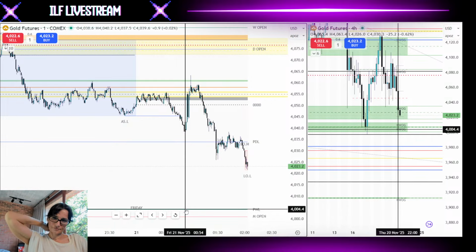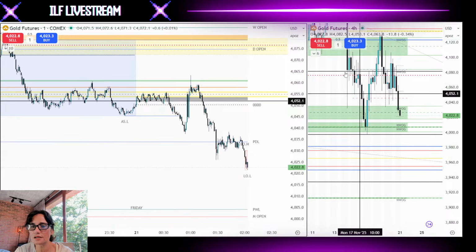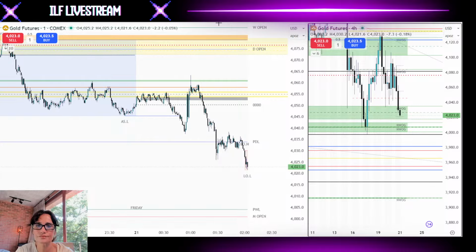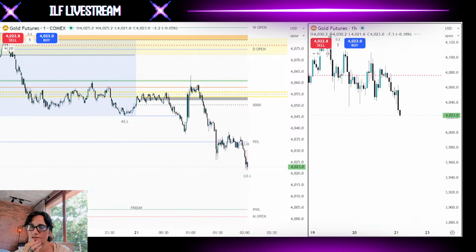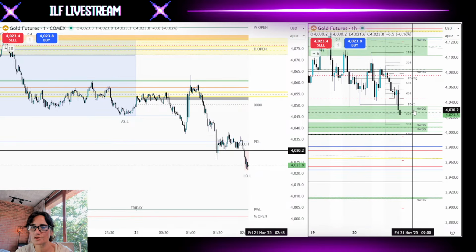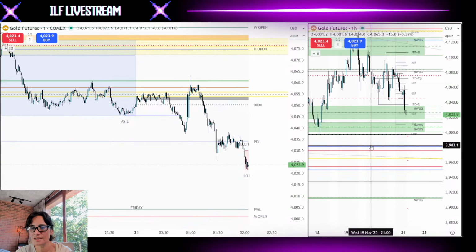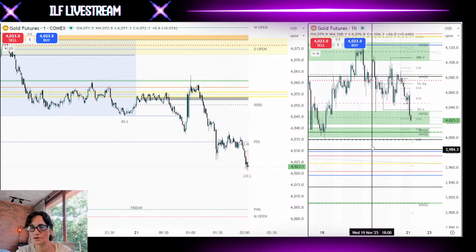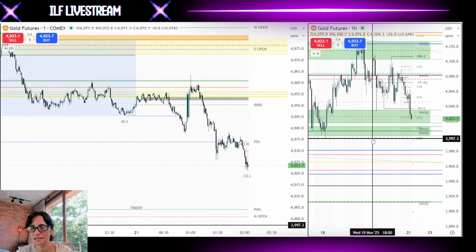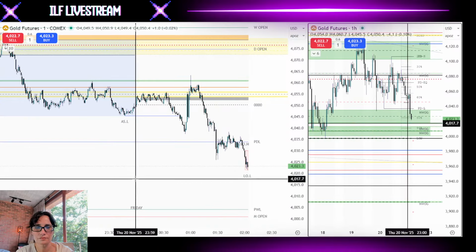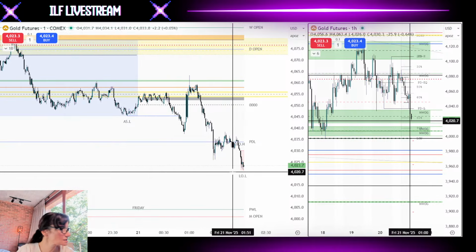Let's see, what are we going to do? Let me put on the 1 hour here. I'm interested in gold more than in NQ at the moment because look, we're already at 80%. I think it's just going to do the same as what NQ did yesterday. It's just going to go run the low most likely. It's interesting, right?